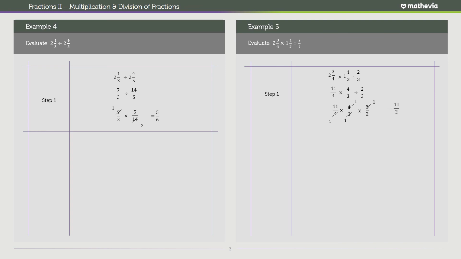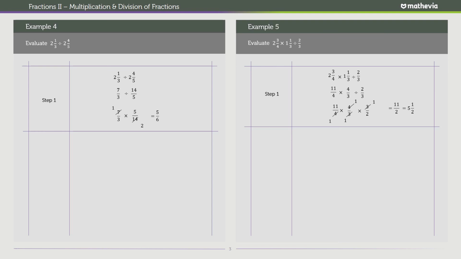No, we just go ahead and say our answer is 11. 11 times 1 times 1 is 11, and then 1 times 1 times 2 is 2. And we have our final answer, 11 over 2 equals 5 and 1 over 2. And that's it. That's how to multiply and divide fractions.